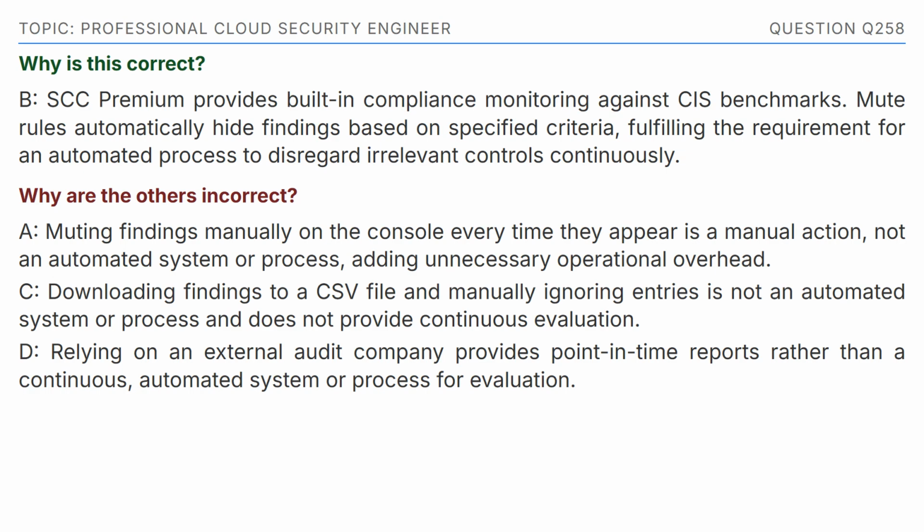A. Muting findings manually on the console every time they appear is a manual action, not an automated system or process, adding unnecessary operational overhead. C. Downloading findings to a CSV file and manually ignoring entries is not an automated system or process and does not provide continuous evaluation. D. Relying on an external audit company provides point-in-time reports rather than a continuous, automated system or process for evaluation.